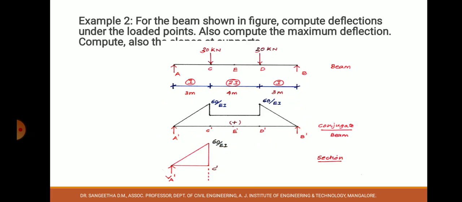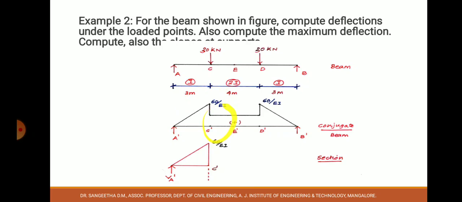I'll just repeat it once again. The support reactions, 20 kilonewton is the load. Make a note, 20 kilonewton is the load. So support reactions are 20 kilonewton, 20 kilonewton. Since it is symmetric, the support reactions remain the same. 20 into 3, moment about C dash, 20 into 3 is 60. 60 by EI, M by EI, because this is the M by EI diagram. M is 60 divided by EI.